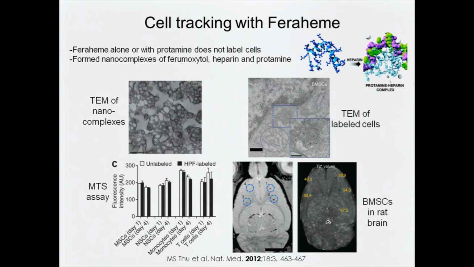What this graph is measuring is the cell viability of these cells via the MTS assay, and you can see that there's no effect on this measurement of cell function using this assay, indicating that it doesn't perturb the cells too much. They demonstrated in vivo cell imaging.